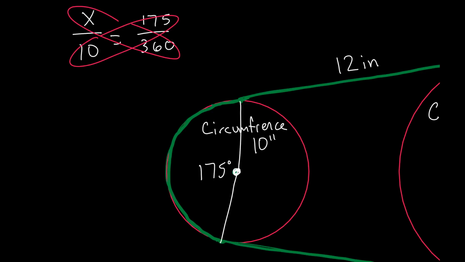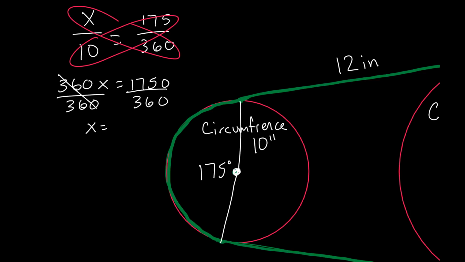X times 360 is how much? And 10 times 175 is what? Now let's review, where do I put that 1750? Do I put it under, like this? Because that's what I saw a lot of last unit. Where should that go? Oh, you set them equal, good. And then what do I do to solve for x? And what is x? 4.86. So that is our second arc.